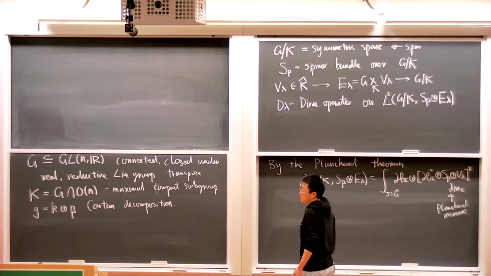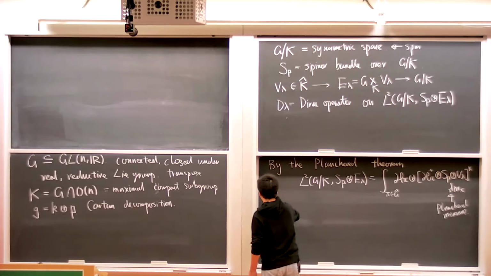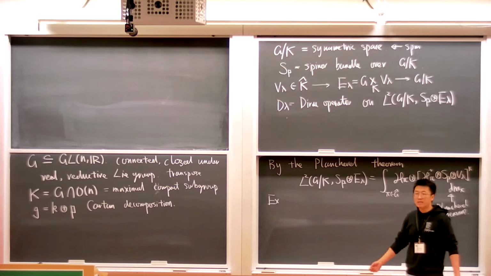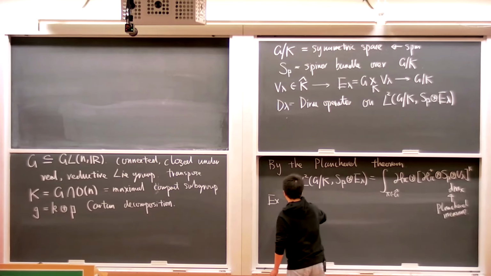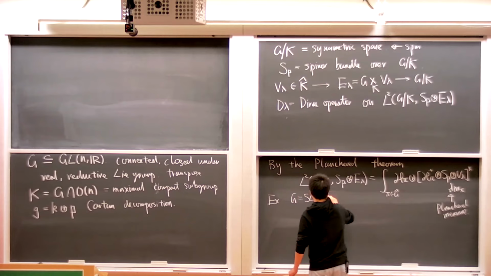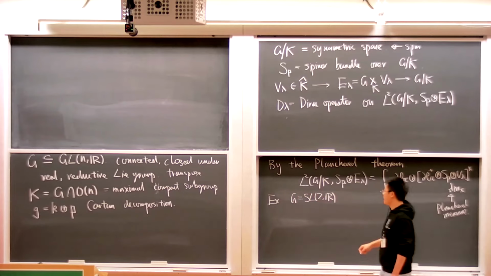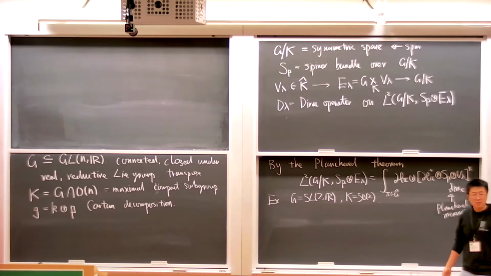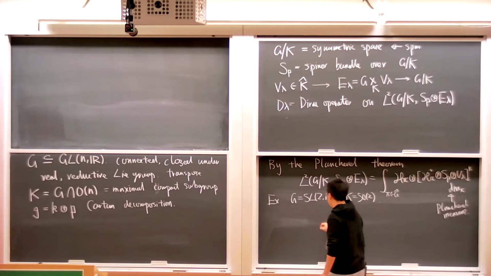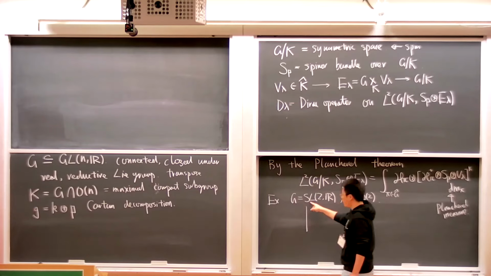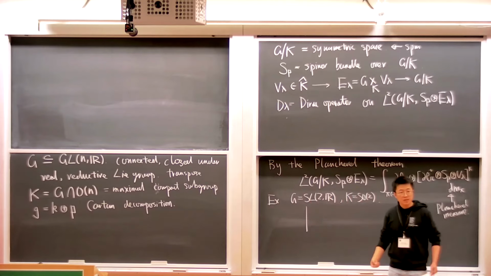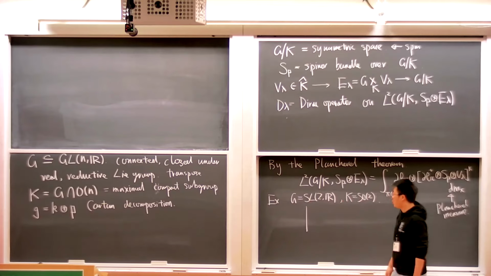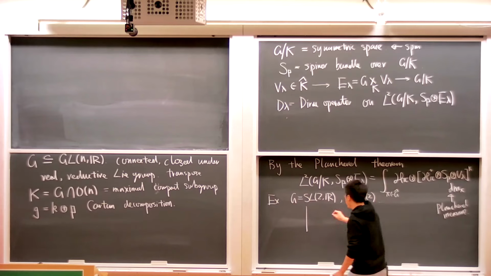Let me give you one example. What I said makes sense for any linear real reductive Lie group, but for simplicity you can just take G to be SL(2, R). This is a non-compact Lie group, and in this case K will be SO(2). For this group, what does the tempered dual look like? If you are interested in its tempered representations, it consists of two parts. One is the continuous part. The continuous part consists of two lines.